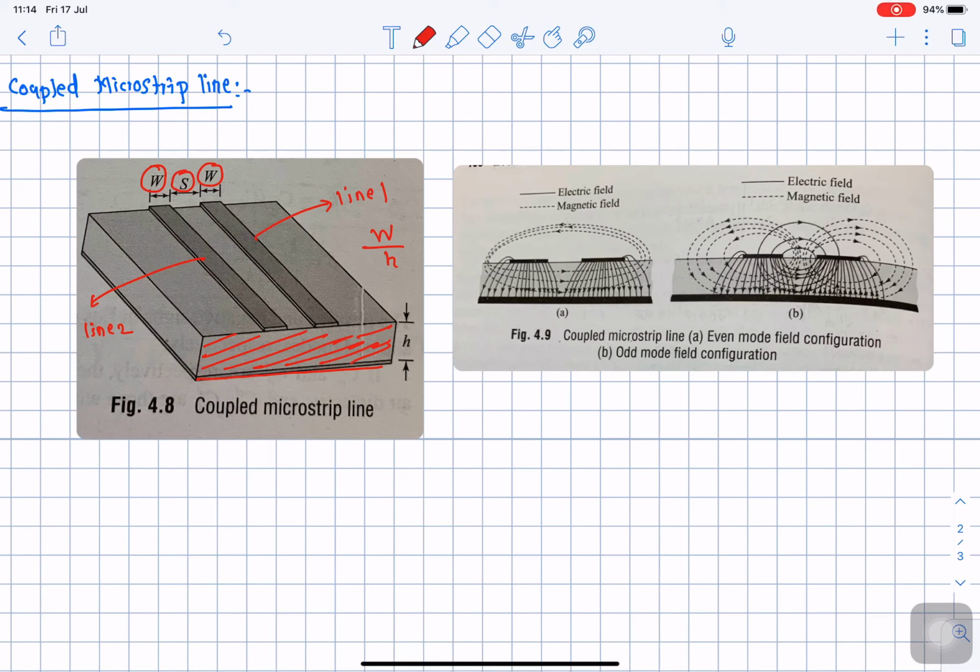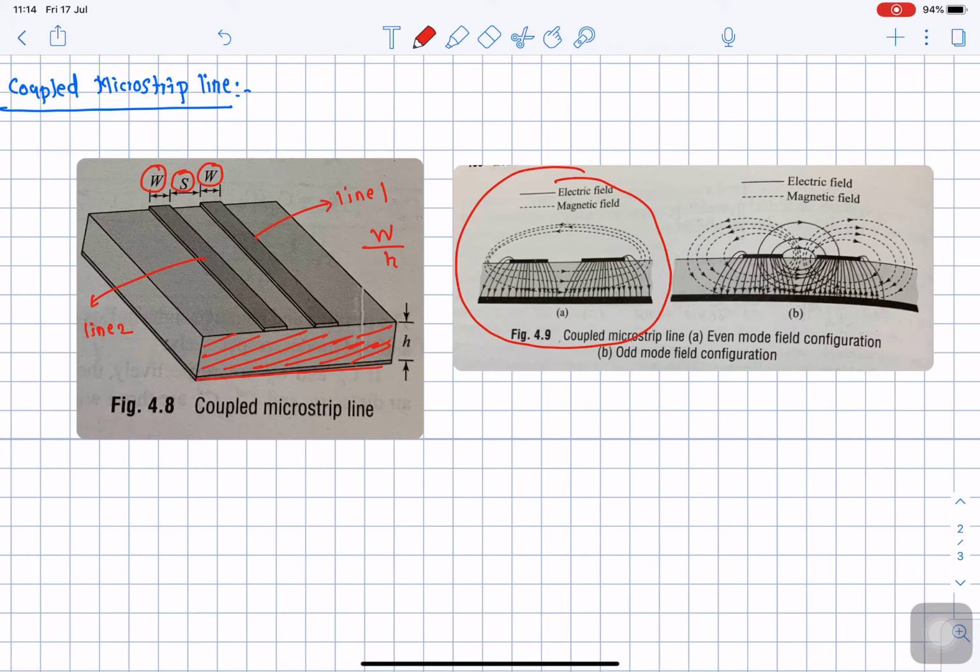So first of all, as it contains a multi-conductor system, the analysis of coupled microstrip line can be best described if we make use of even and odd line solutions. Okay. So even and odd mode solutions we are going to see, and they are going to describe the field configuration. Here, in the first type, we call it an even mode field configuration. So let us define what is even mode of the coupled microstrip line.